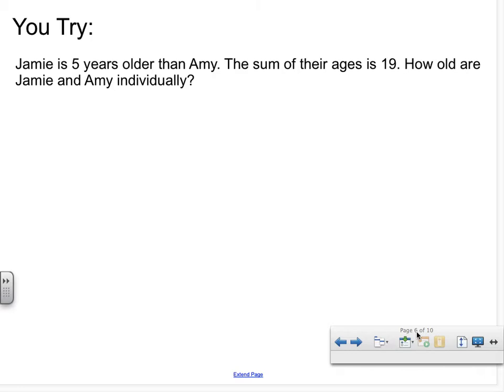So hopefully by now you've solved the problem. Let's take a look at what an ideal solution would look like with a system of equations. I'm going to define variables for the two things that are missing. In this case, I'm looking for Jamie and Amy's ages. So I'm going to let J be Jamie's age, and I'm going to let A be Amy's age.